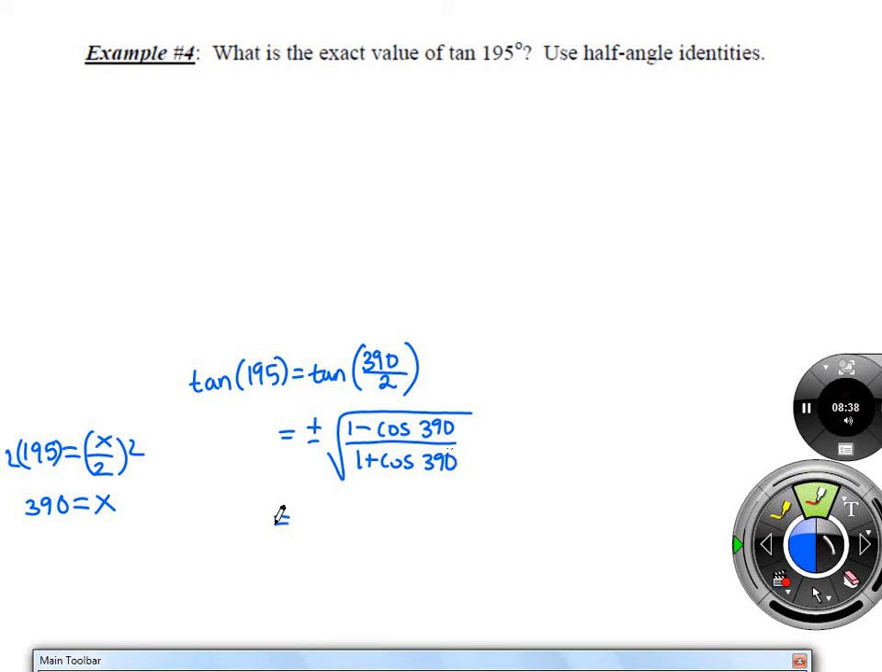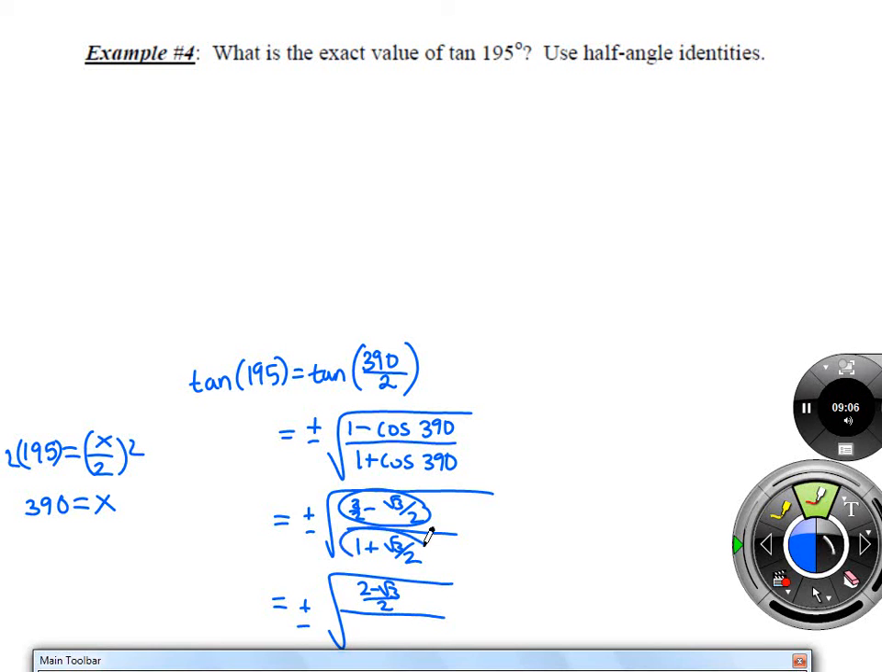The cosine of 390 is root 3 over 2 because it's the same as 30. So this is 1 minus rad 3 over 2 divided by 1 plus rad 3 over 2. And now I've got to figure this out. So I would first combine together this fraction. So I would think of 1 as 2 over 2. So my numerator here would be 2 minus rad 3 over 2. My denominator, I want to combine these together as well, so I will think of this as 2 over 2. This will be 2 plus rad 3 over 2.